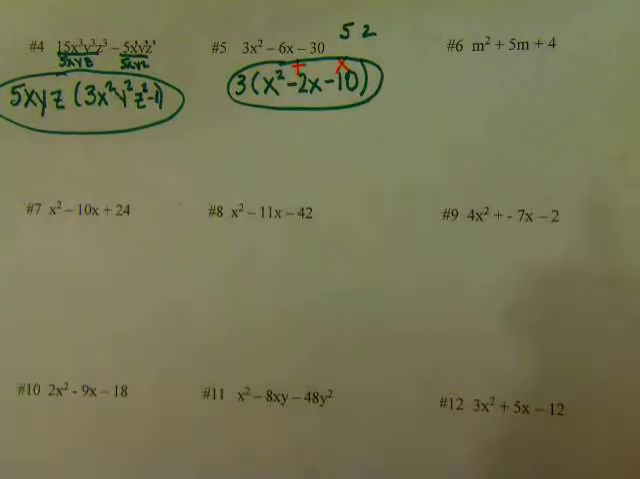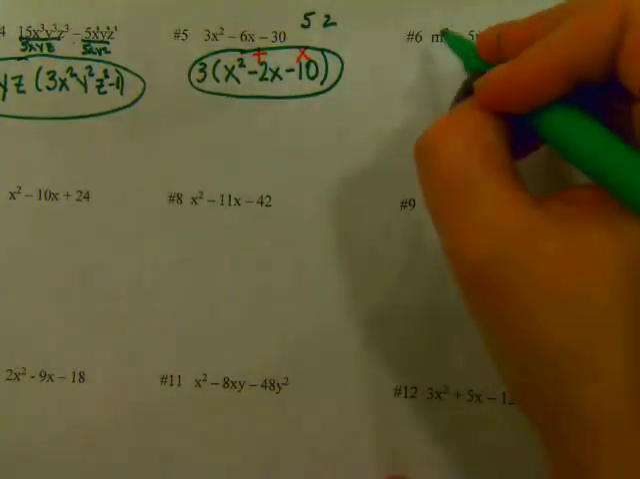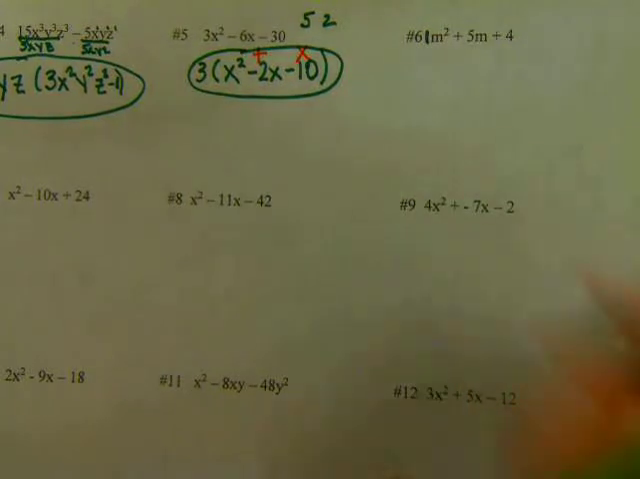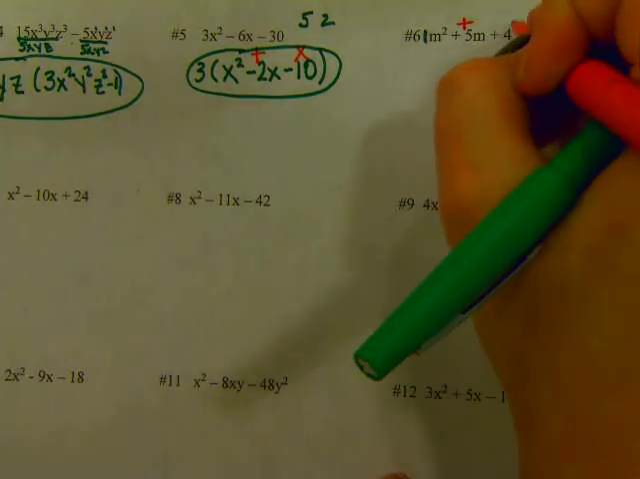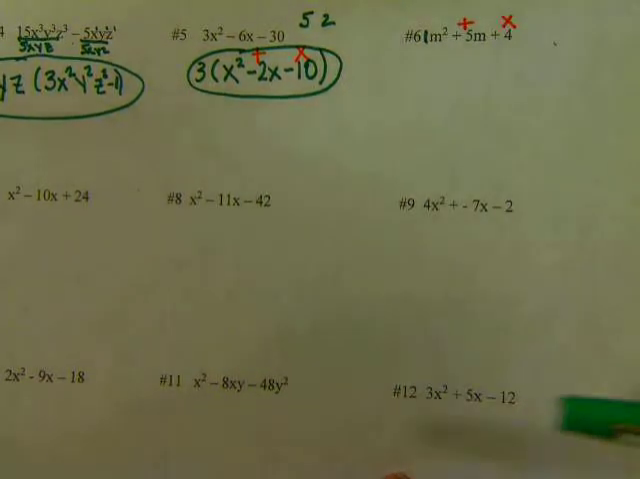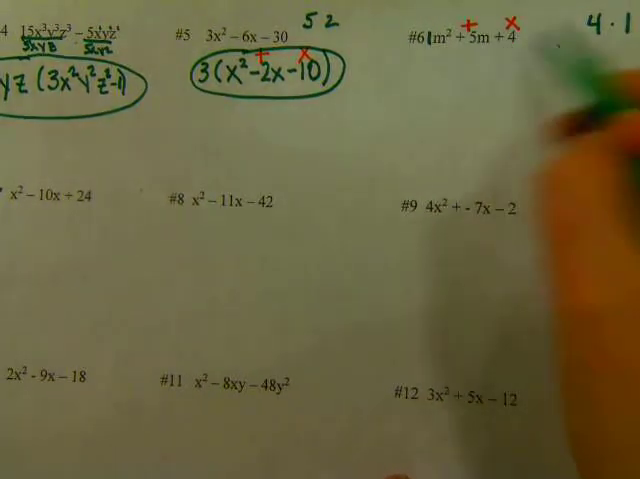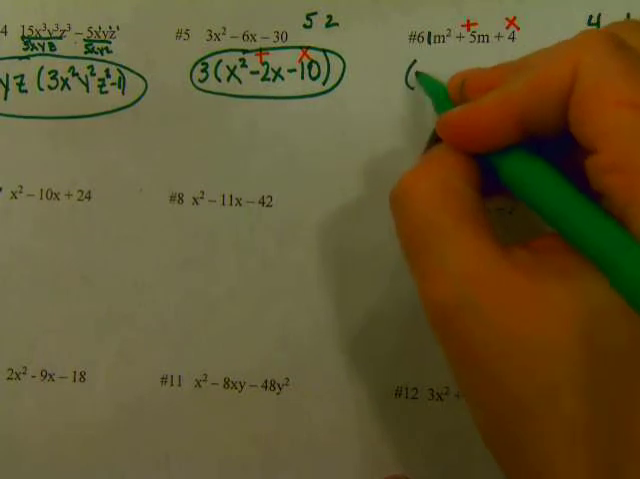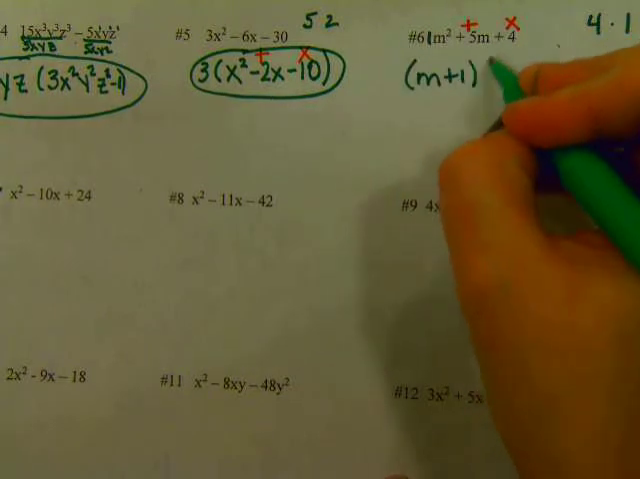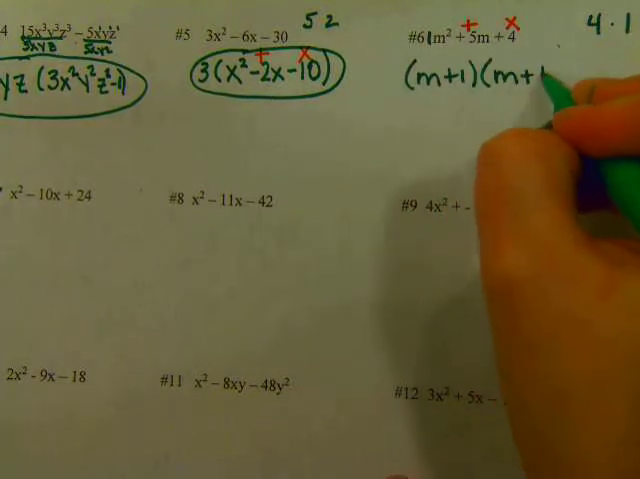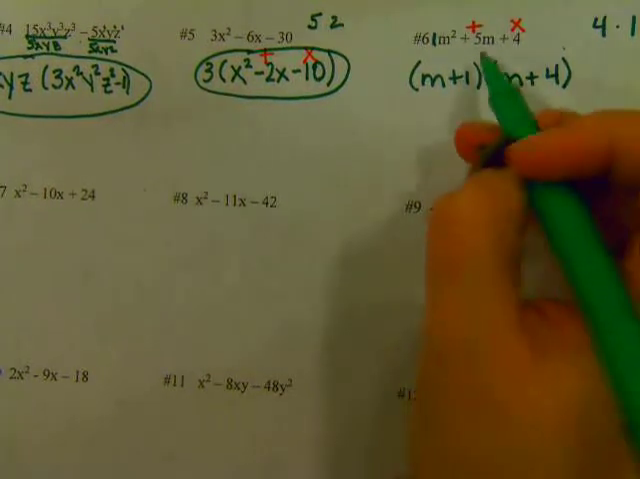Okay, so let's try this one. Again, the first number is 1, that's why I was doing it. So numbers that add to 5 and multiply to 4. Well, that's just 4 and 1, because 4 times 1 makes 4, 4 plus 1 makes 5, so it's m plus 1 times m plus 4. And there's your answer.